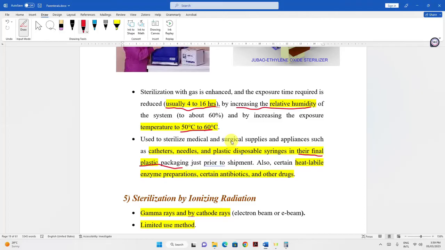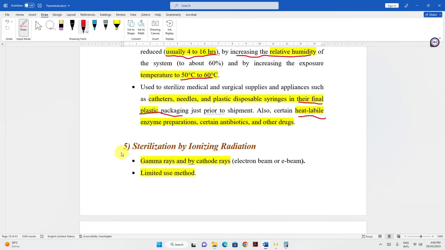Okay, and how they are able to penetrate the package, how ethylene oxide is able to penetrate the package, is because these gases are highly penetrating gases. They are not like normal gases. Okay, they are highly penetrable gases. They penetrate and diffuse in a very strong way. Okay, that's why we can use them also for heat labile enzymes and drugs like antibiotics, and any drug that is thermo or heat labile. Okay.